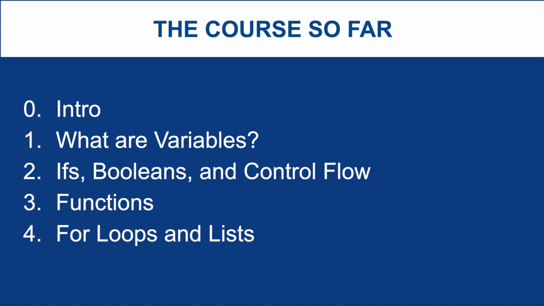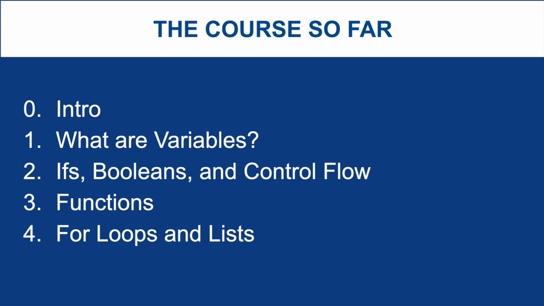We've gone over what is programming in the intro. We have gone over variables, what they are, how to store them, how to use them in part 1. In part 2, we talked about ifs, booleans, and control flow, where we learned how to tell our program where to go by means of if and else statements and by using control flow. In the third part, we talked about functions, what functions are, how to create functions, and we went through a bunch of fun examples of functions and what you can do with them and why they are actually so powerful.